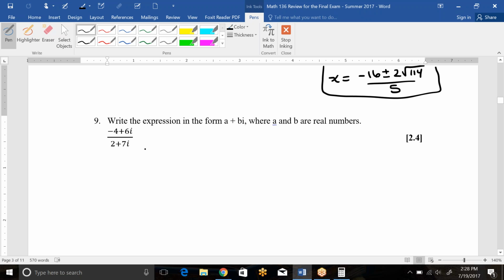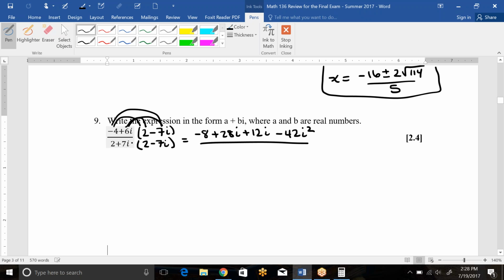Anytime you have a binomial in your denominator, you rationalize by using the conjugate. The conjugate is the same exact binomial, except the middle sign is changed so that when you FOIL, you don't get any i's left. But whatever we do to the bottom of a fraction, we have to do to the top. So if we FOIL this out, negative 4 times 2 is negative 8. Negative 4 times negative 7i would be positive 28i. 6i times 2 would be 12i. And then be careful here. 6i times negative 7i would be negative 42i squared. We'll fix the i squared in just a minute.